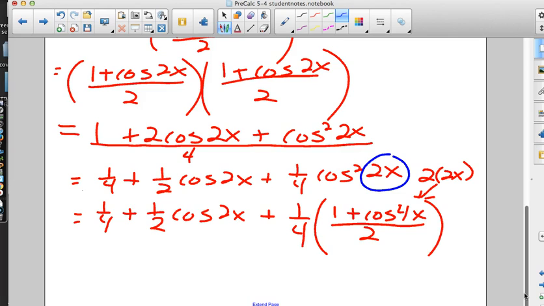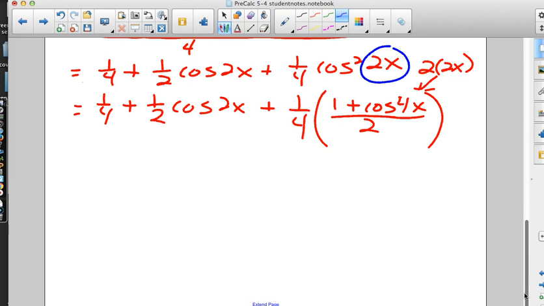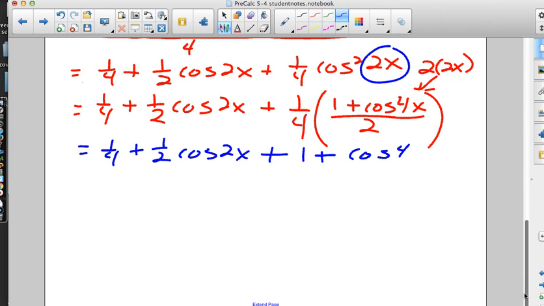Well, let's see what we have. Still have to distribute that 1/4. So 1/4 plus 1/2 cosine of 2x plus, multiply top times top, bottom times bottom, not equals, for goodness sake, plus. 1 plus cosine 4x, but this will all be over 8.